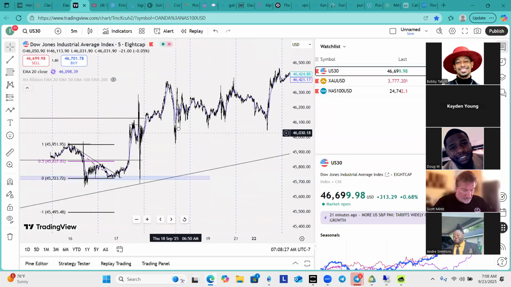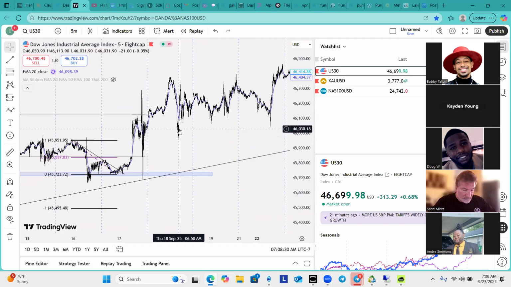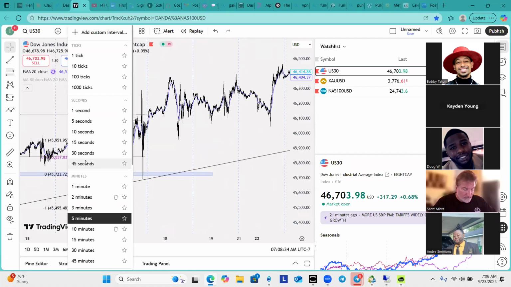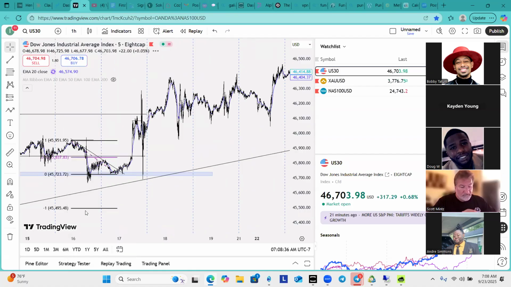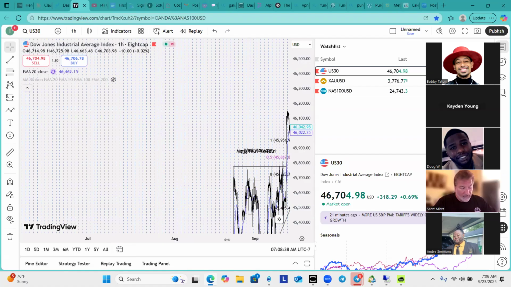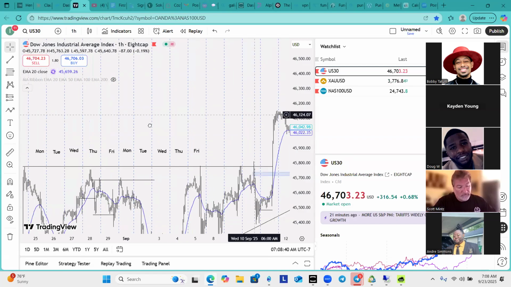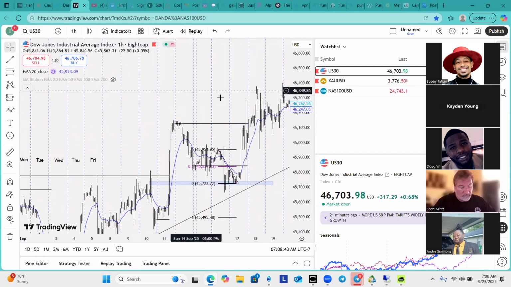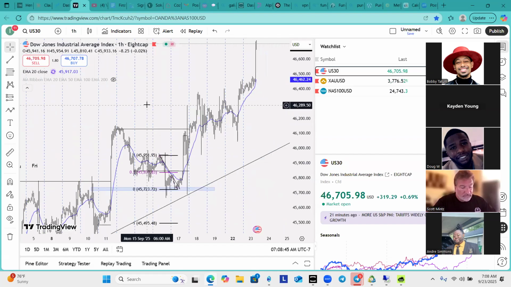All right, so here's the setup on US 30. One thing to always recognize, especially when you trade indices, is where the trend is. Where is the overall trend? Because I feel like that's where most beginner traders mess up.